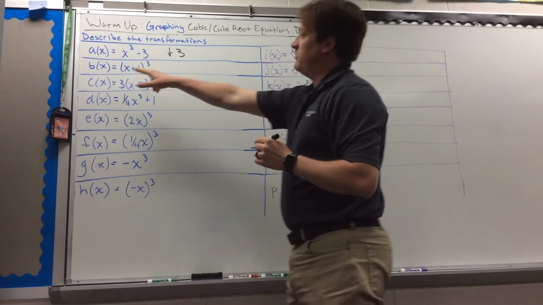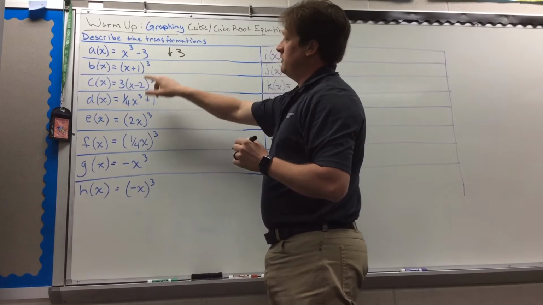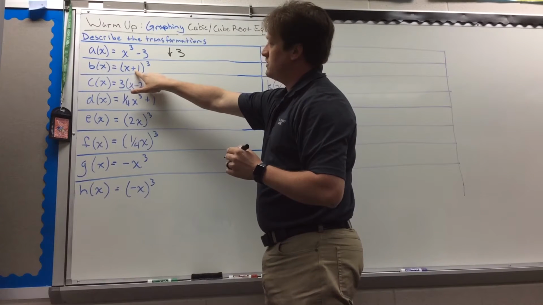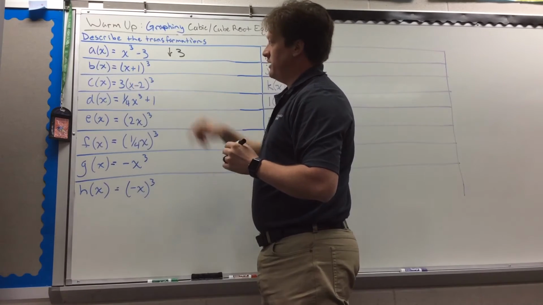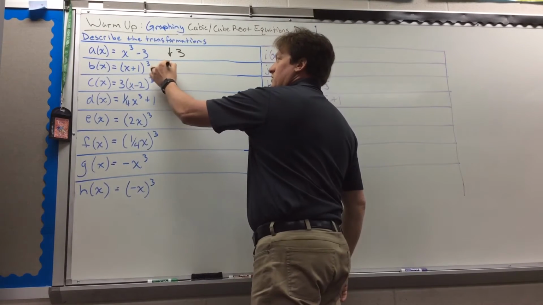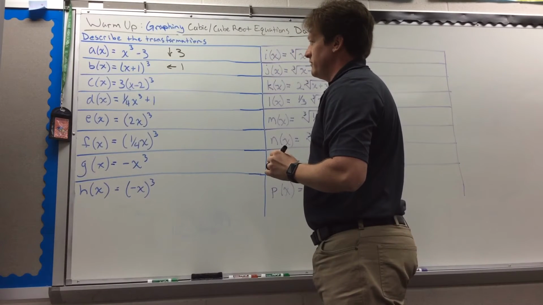All right, we go to B of x. Inside your parentheses, x plus 1 cubed. So this is a C value. So you take x plus 1, equal it to 0, which gives me x is equal to negative 1. That means I'm moving to the left 1 unit. Still going to have the parent shape.